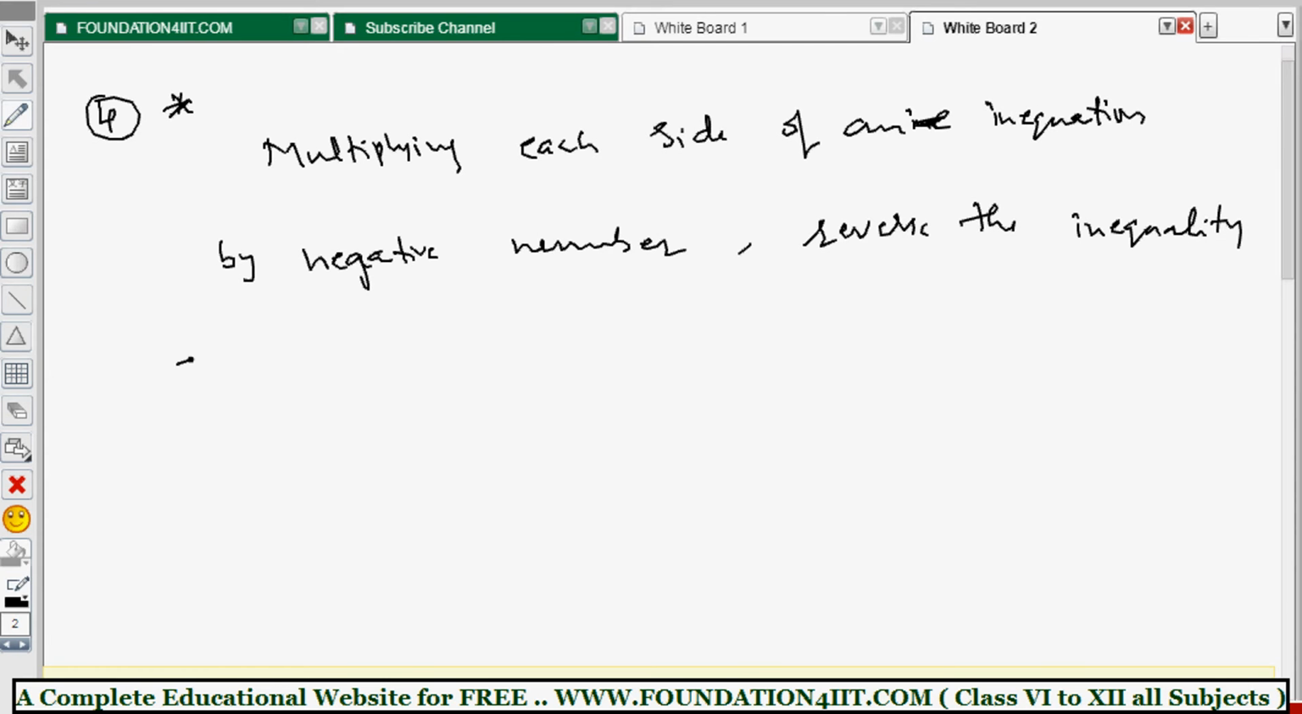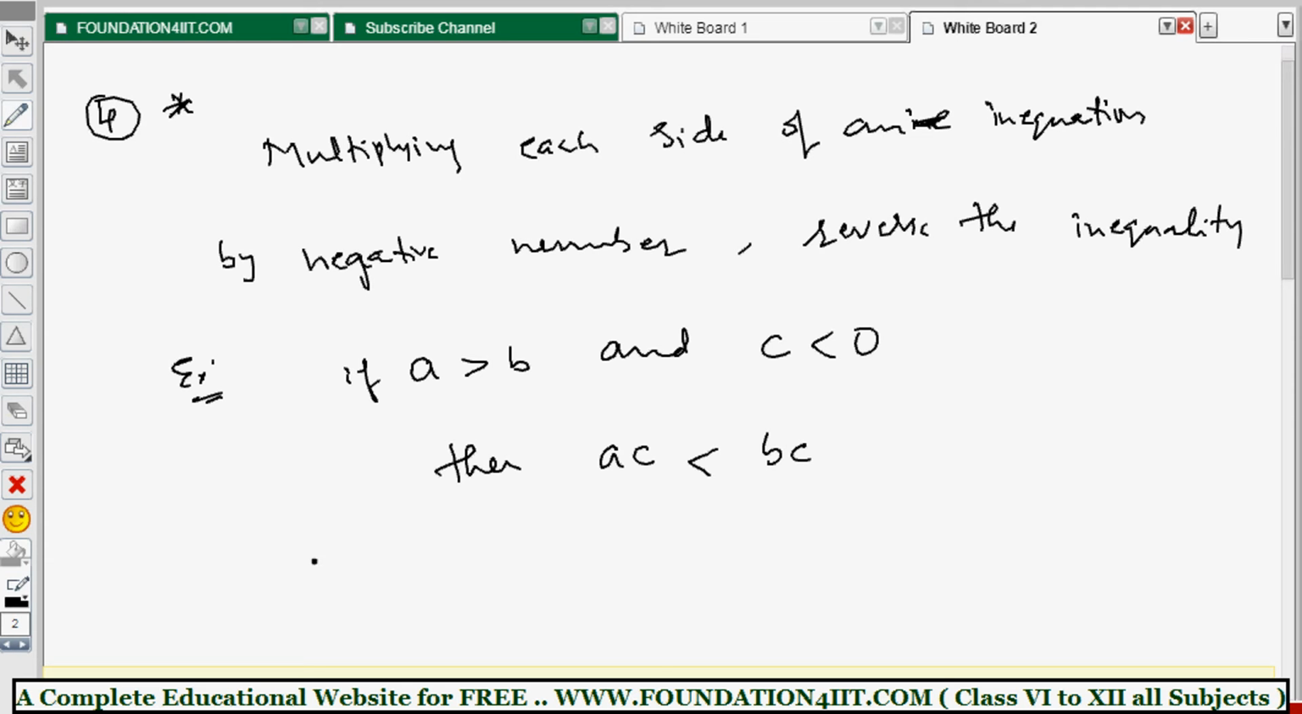So let me show an example. For example, if a is greater than b, and c is a number that is less than 0, that means negative, then if I multiply a times c and b times c, instead of greater than, we should keep the less than symbol. So ac is less than bc. And similarly, if a is less than b and c is a number that is less than 0, then ac is greater than bc. Okay, I'll explain with examples.